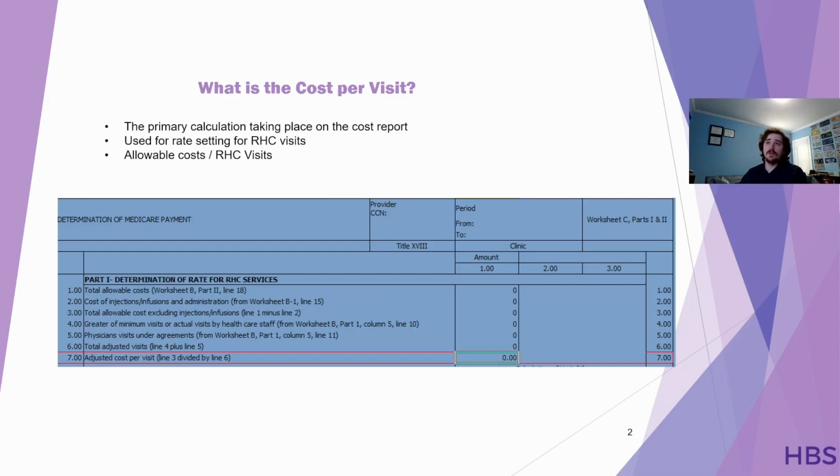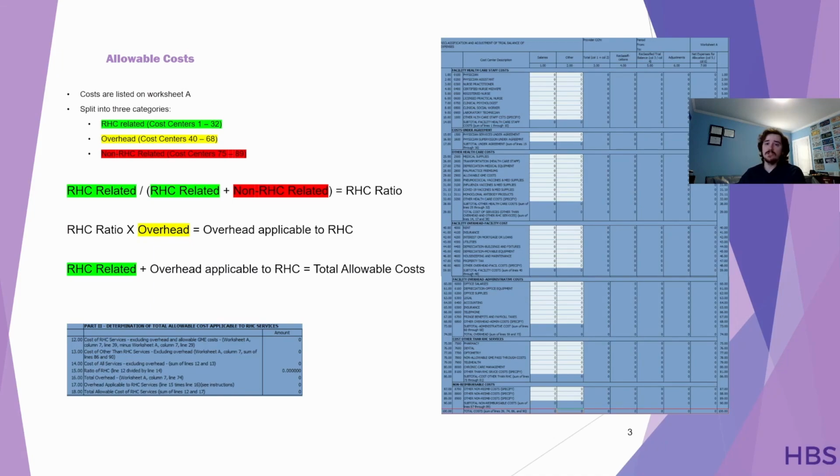That's a pretty simple formula, but we're going to break it down into its components and talk about each one individually. So we're going to start with allowable costs. This larger screenshot is the list of cost centers on worksheet A of the cost report. And each of these cost centers can be split into basically three categories. RHC related, which is cost centers 1 through 32, overhead, which is cost centers 40 through 68, and non-RHC related, which is cost centers 75 through 89.